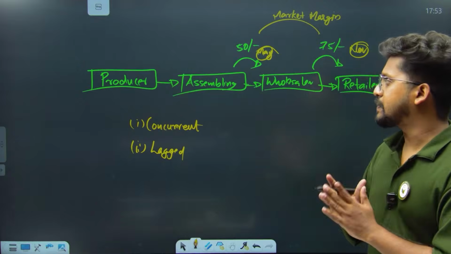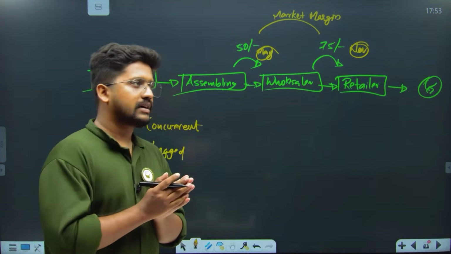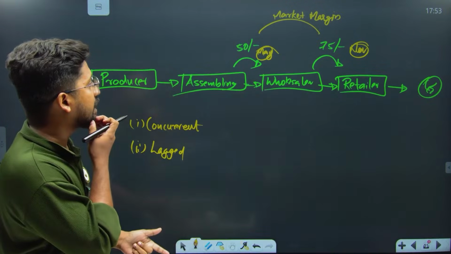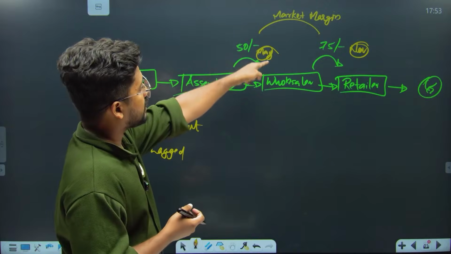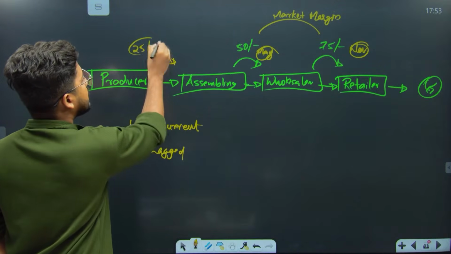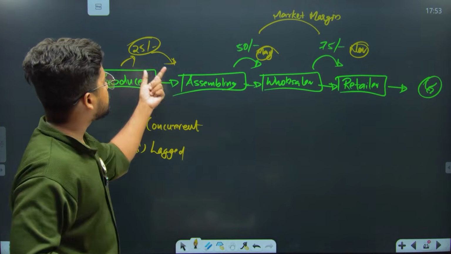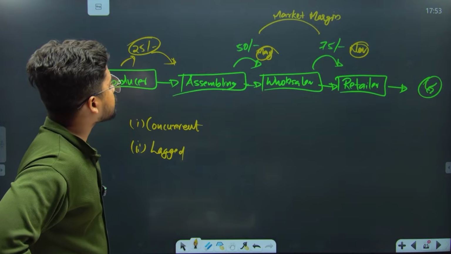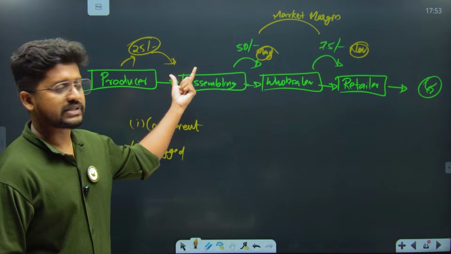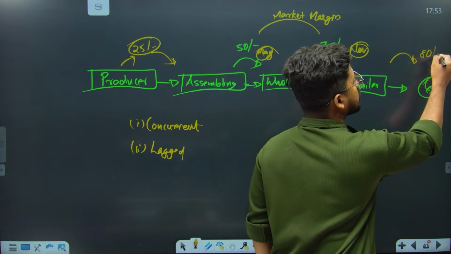What is price spread? So market margin is none other than the difference between the buying price and selling price of a particular intermediary. Imagine that the producer has sold his product to the assembler or the local trader for 25 rupees. And finally, the retailer has sold this to the ultimate consumer for 80 rupees.